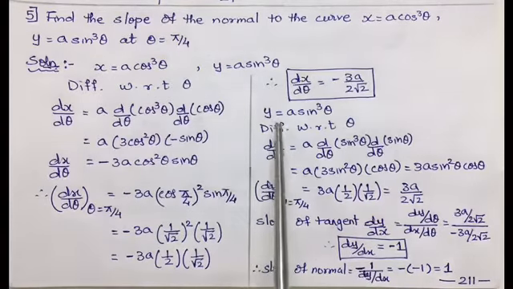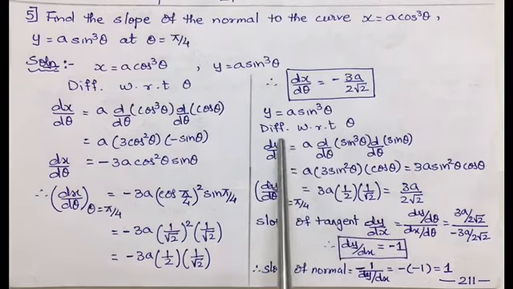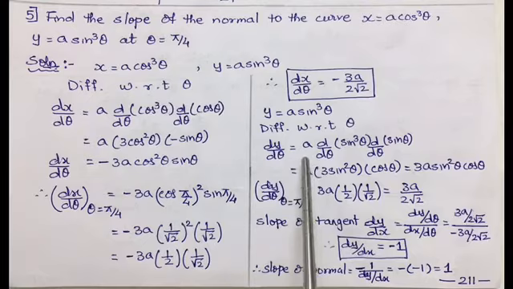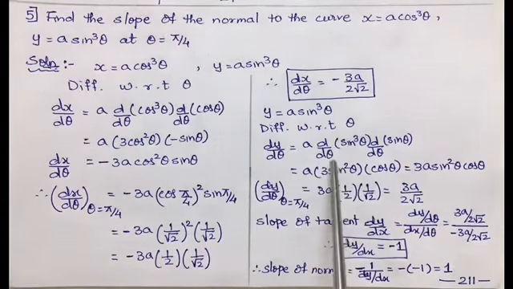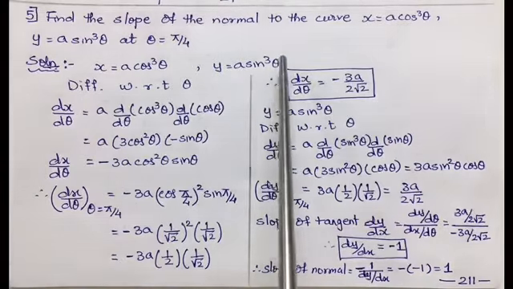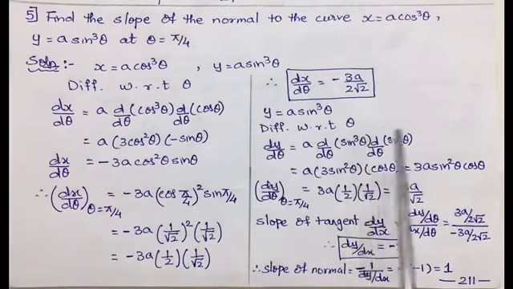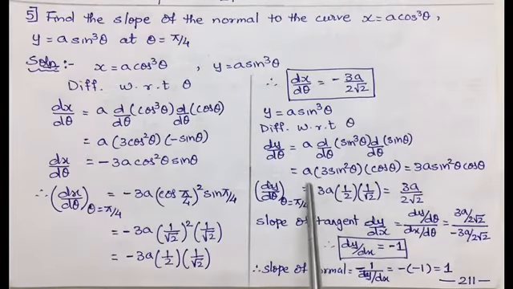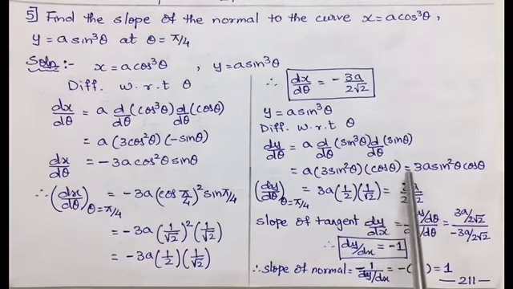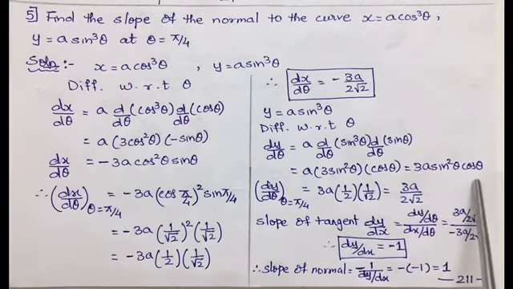Now y is a sin cube theta. So again differentiating y with respect to theta, we get dy by d theta is equal to a d by d theta of sin cube theta. That is, first to calculate the derivative of power and then the derivative of function, that is sin theta. A sin cube theta becomes 3 sin square theta and sin theta's derivative is cos theta. So dy by d theta becomes 3a sin square theta cos theta.